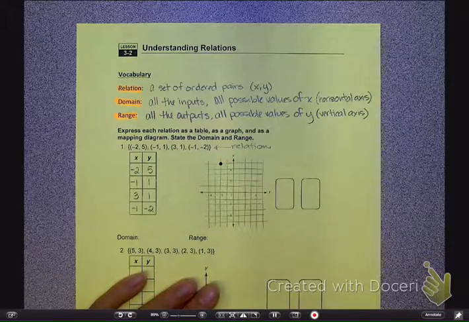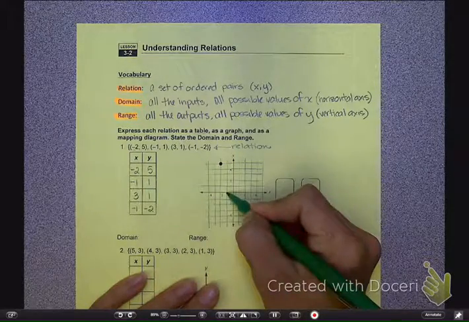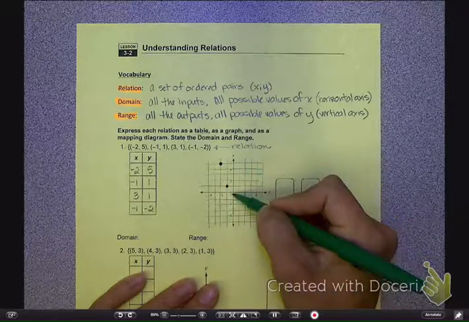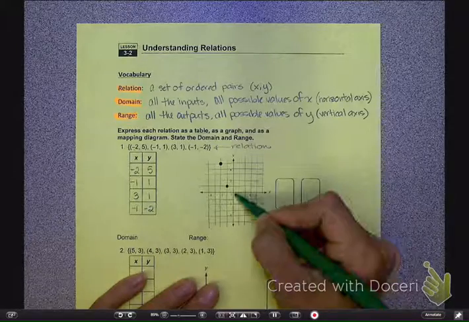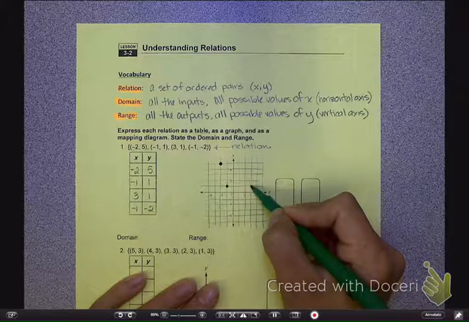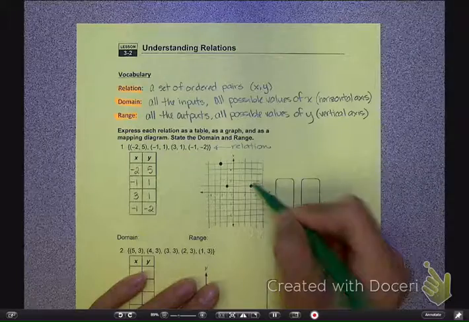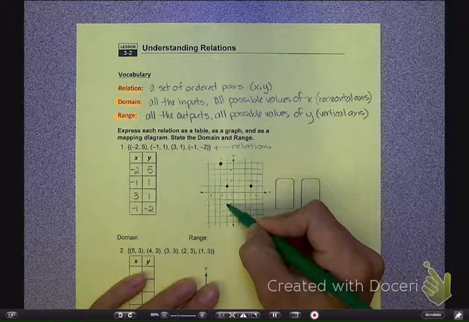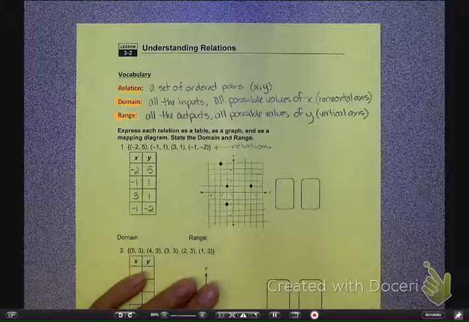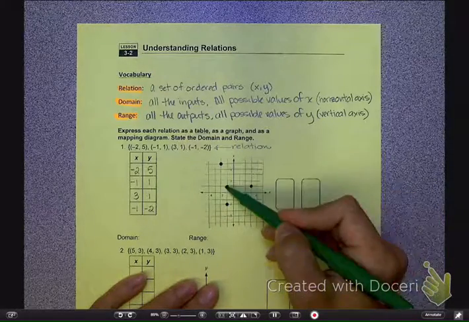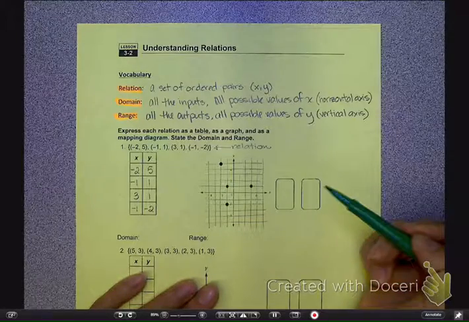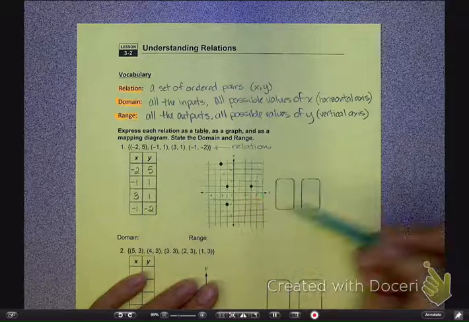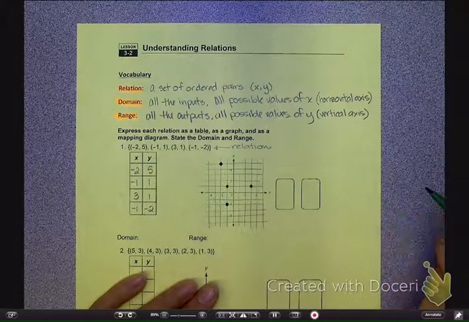Okay? All right, next we're going to go -1, up 1. Okay, over 3. This is positive, so we're going to move to the right 3, up 1. And now we're going to go -1, -2. Okay? Now, I know these points we put, they're not making like a line, they're not making any kind of special pattern, they're just, you know, 4 ordered pairs, and that's fine. Okay?